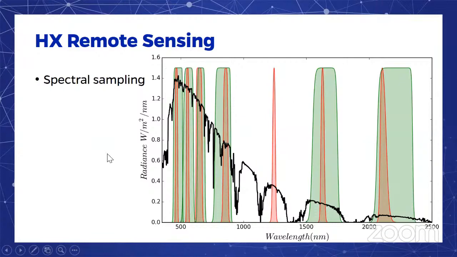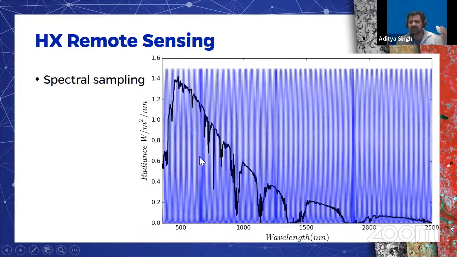Now, if you go to hyperspectral sensors, this is what you see. You've taken that spectrum and you've chopped it up into hundreds of very narrow wave bands. So the question always is, why do you want to do this? Because this is a very expensive, very delicate instrument. Why do you need all that information when you had seven bands and you were doing just fine?